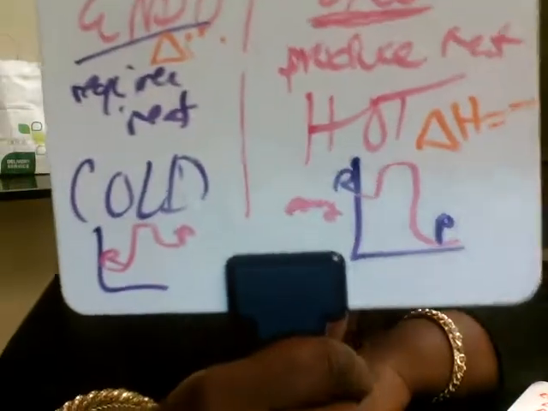So this has been reaction energy. We talked about endo and exo. Exo feels hot. Endo feels cold. Delta H is enthalpy. Delta S is entropy. And then we got specific heat.